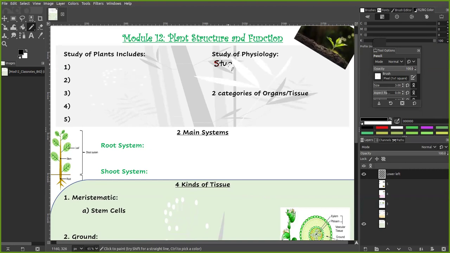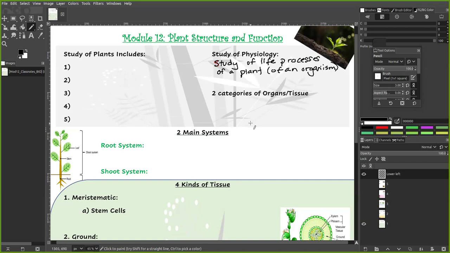Study of life processes of a plant or any organism. You can study the physiology of a human being. You can study the physiology of bacteria.